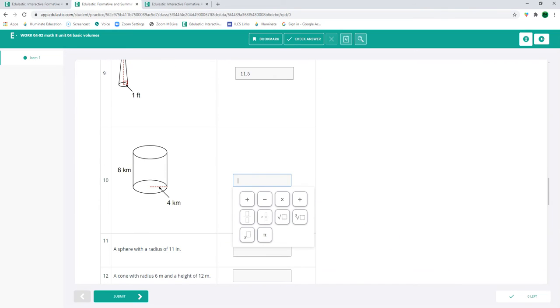Number 10. Pi, so 3.14. Radius is 4 times a height of 8. So 401.9.